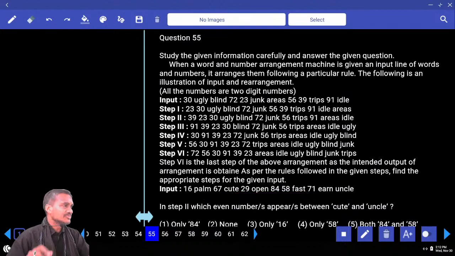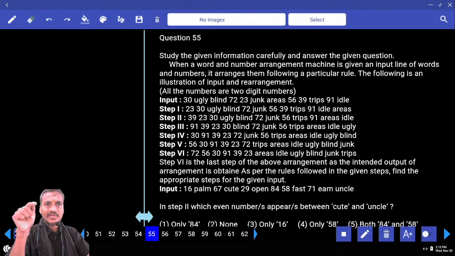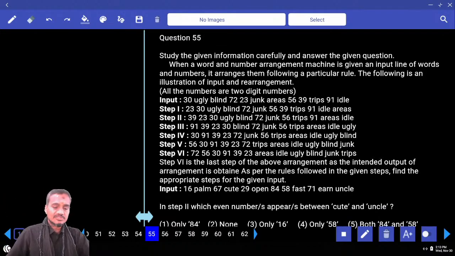The first 1 or 2 minutes are spent on whether you are getting the logic or not. If you are getting the logic, then you can approach it. Coming back to this one, what is the logic behind the input? If you check the numbers, they are 72, 56, 30, 91, 39, 23. Are the numbers in descending order? No. If they were in descending order, 91 should be at the first place. The first three numbers are even numbers in descending order: 72, 56, 30, followed by odd numbers in descending order. First 3 even numbers in descending order, next 3 odd numbers in descending order.